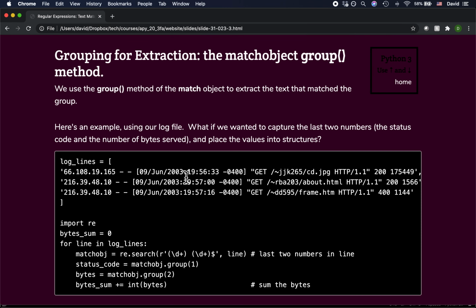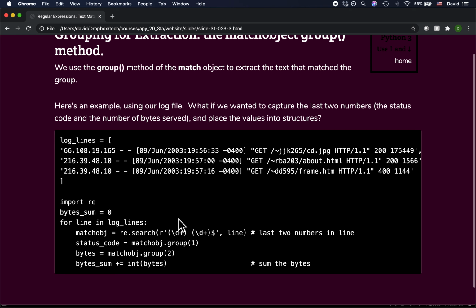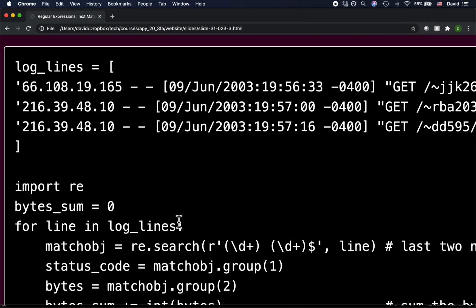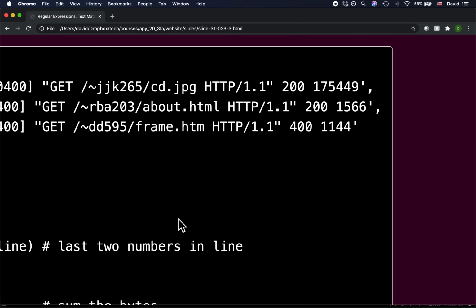The third use of grouping is for extraction, and this is the one we're really going to focus on. Let's say we wanted to pull out a certain aspect of these log lines that we looked at earlier. If you look over here, you can see at the very end of the log line, we have a 3-digit integer, followed by one or more digits, also integer. And what these values represent are the status code of the request.